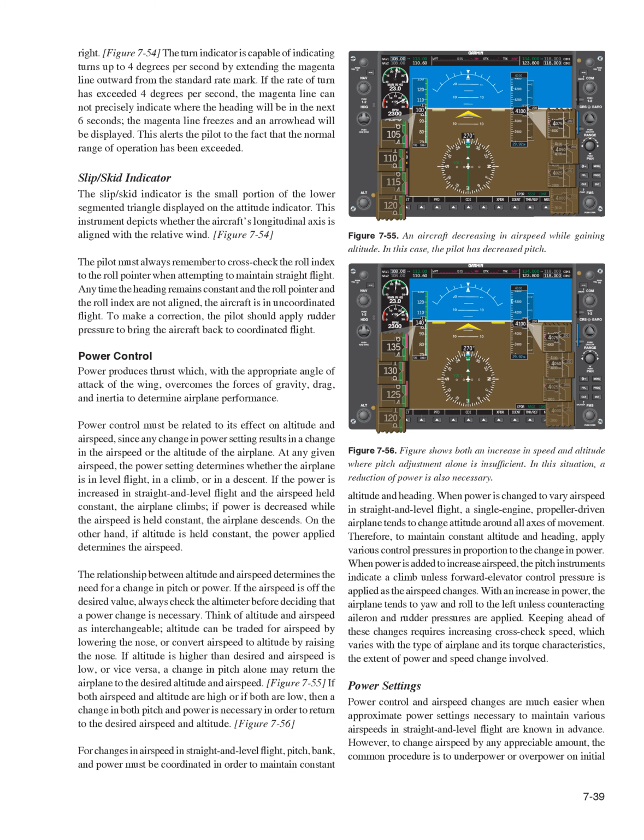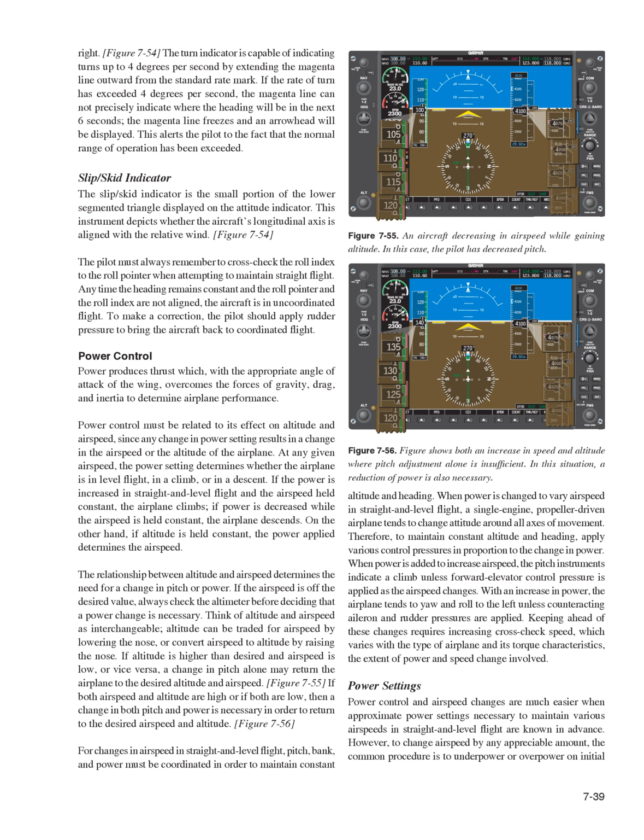Altitude and heading. When power is changed to vary airspeed in straight and level flight, a single-engine, propeller-driven airplane tends to change attitude around all axes of movement. Therefore, to maintain constant altitude and heading, apply various control pressures in proportion to the change in power. When power is added to increase airspeed, the pitch instruments indicate a climb unless forward elevator control pressure is applied as the airspeed changes.